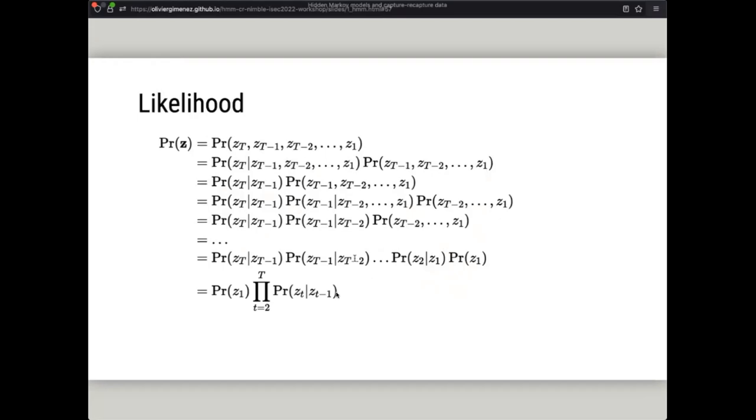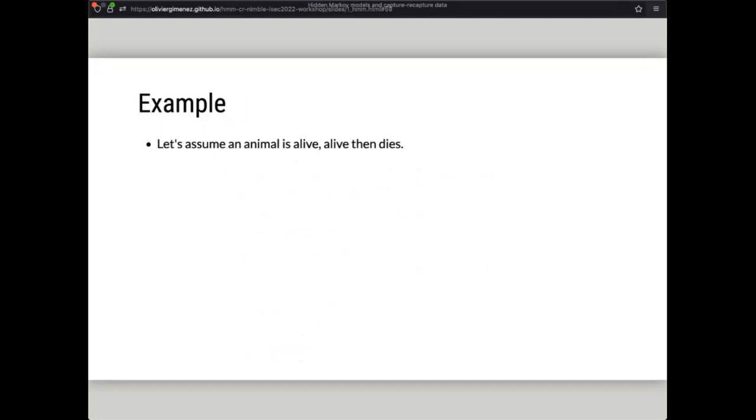You can condense this notation by using this product sign here. That's the product from the second sampling occasion up to the last one of the probability of Z_T given Z_{T-1}, times the probability of initial states. But those probabilities here, we know them. That's the transition probabilities, the gamma probabilities we just defined. So the likelihood is the probability of initial states times the product of the transition probabilities. That's the likelihood of a Markov process. I'll put an example if you want to have a look, but we'll skip it for now.